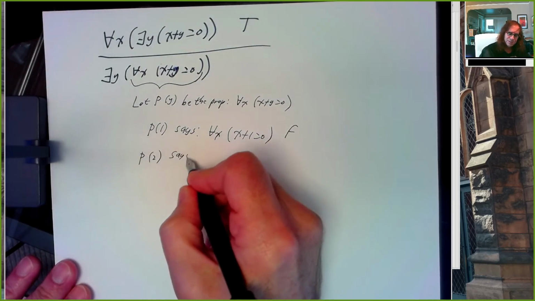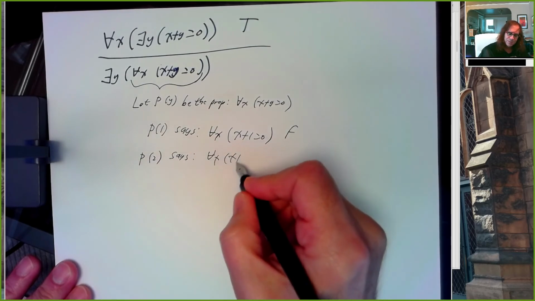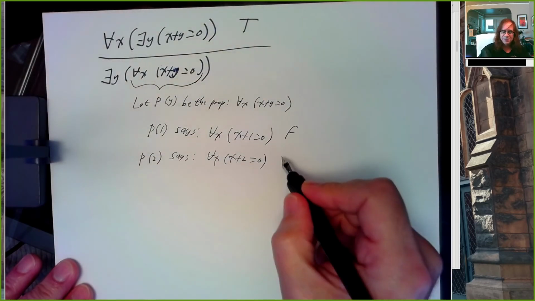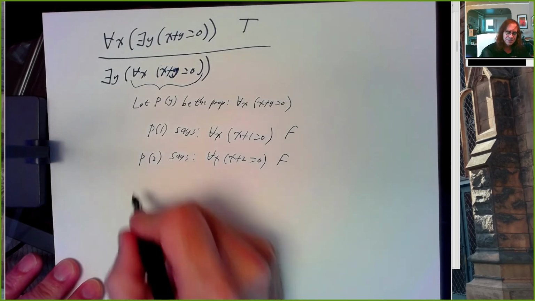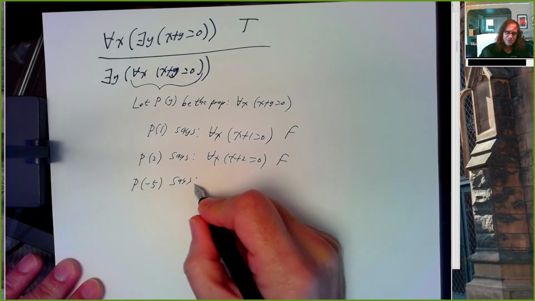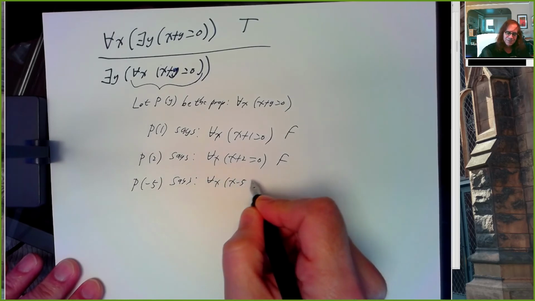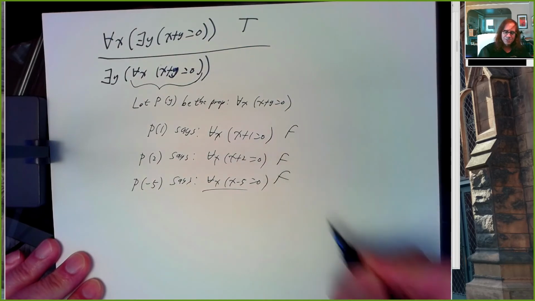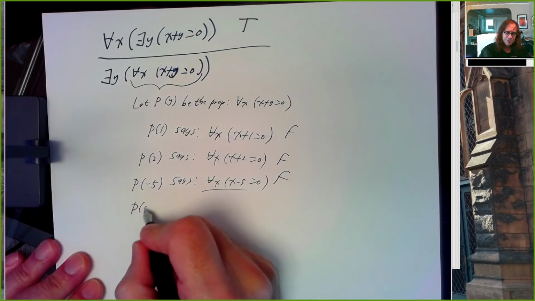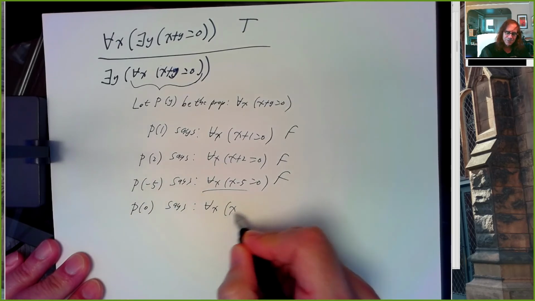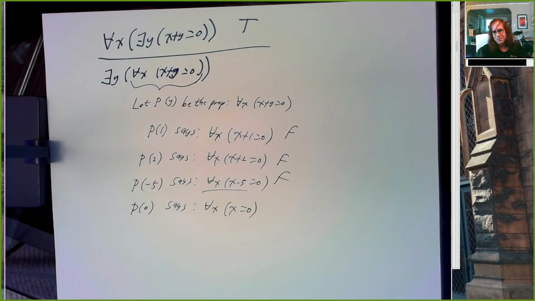P of 2 says for all x, x plus 2 is equal to 0. Well, again, if x is 5, this is not true. So it's not true for all x. If I try p of a negative value, this says for all x, x minus 5 is equal to 0. Well, that's only true for one x. X happens to be 5. If x is equal to 6, this is not true. So that's false. And we could try good old 0. P of 0 says for all x, well, it basically says x equals 0. And that's not true.